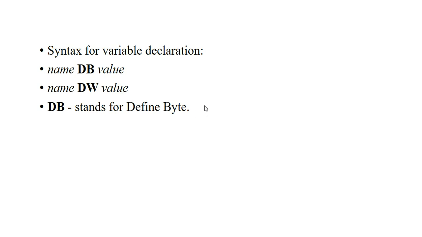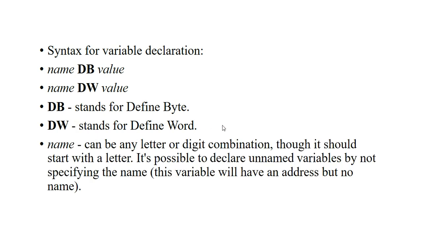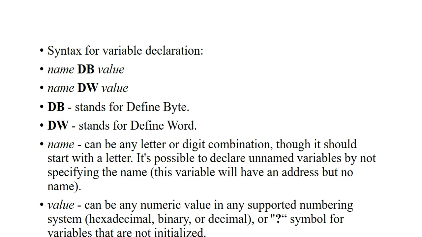DB stands for define byte, as we said in the previous slide. The DW stands for define word. So the name can be any letter or digit combination, although it should start with a letter. You know the principles of defining a variable, they do not change. It's only the syntax which changes when you are declaring variables. Right, and the value is the numeric value in any supported numbering system. Like I said, we have hexadecimal, binary, octal, and so forth.